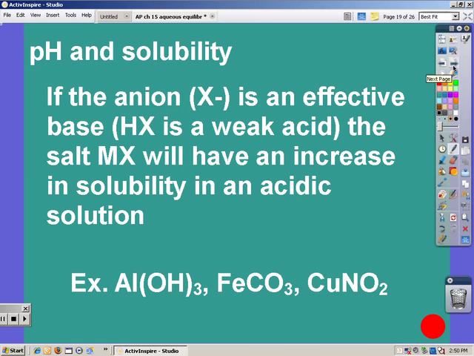pH and solubility. If the anion is an effective base because it came from a weak acid, the salt will have an increase in solubility in an acidic solution. So if you look at the 3 examples, they're all weak bases because they came from weak acids. So they would all dissolve better in an acidic solution.